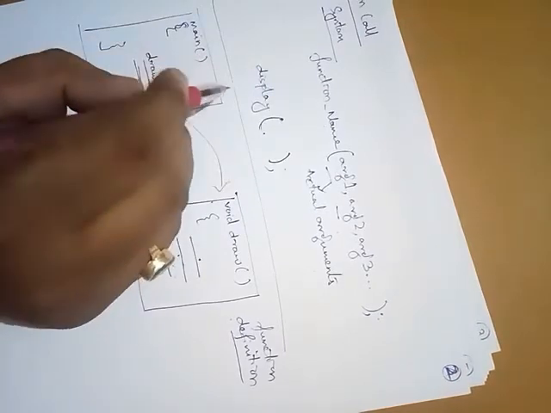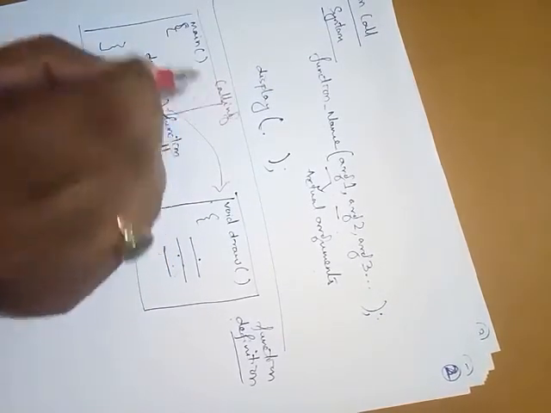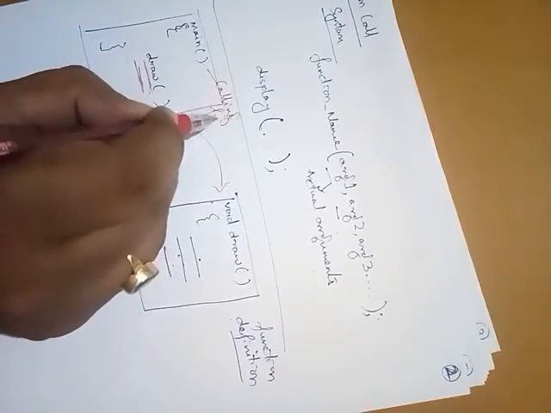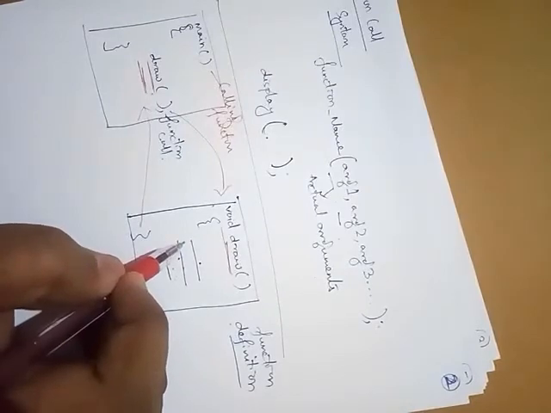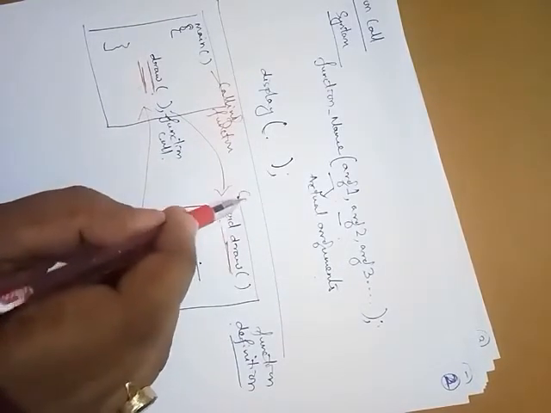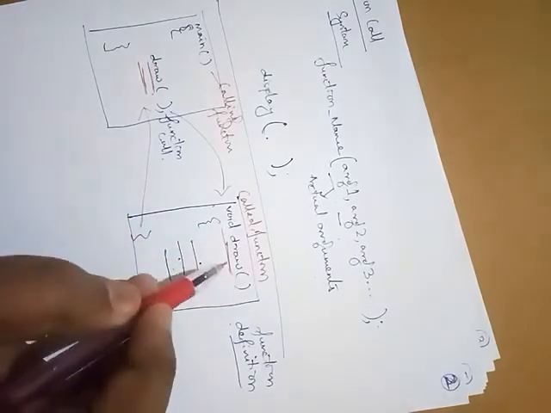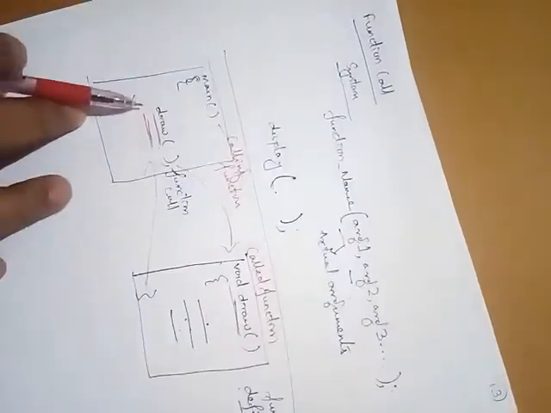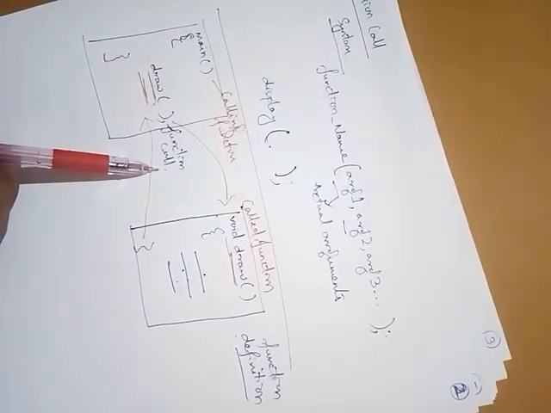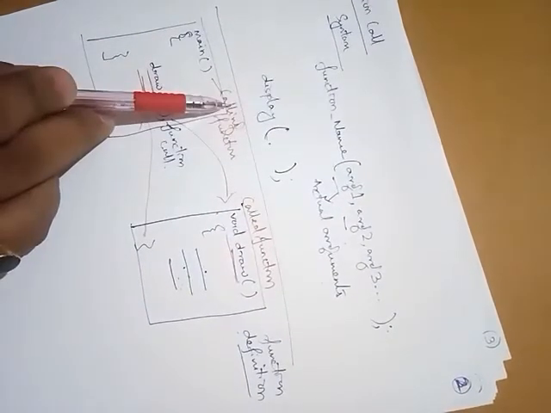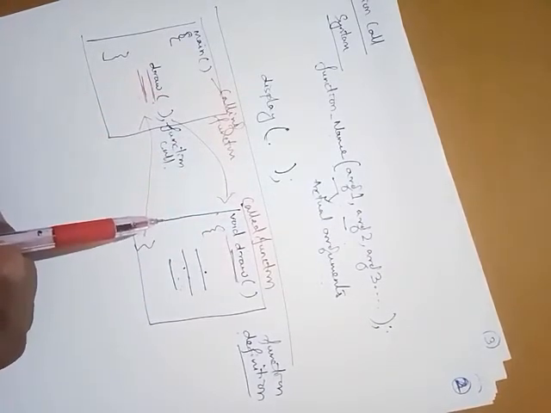I am again repeating, main function is the calling function here, and draw is the called function. The function under which the function is called, that is the calling function, and the function which is called, that is the called function.